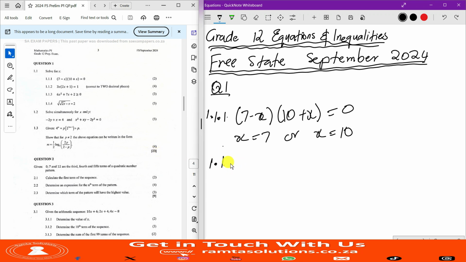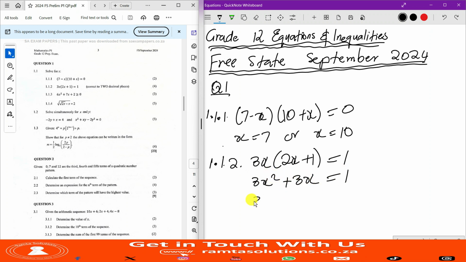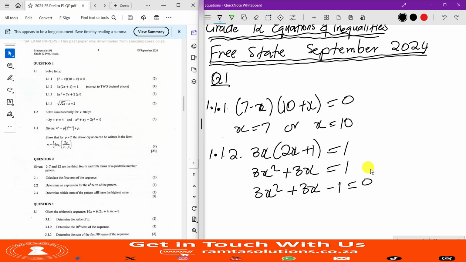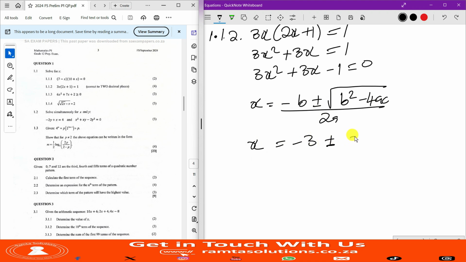All right. 1.1.2, 3x(2x plus 1) equals 1. Correct to 2 decimal places. This tells you you must use the quadratic formula. So place this in standard form first before you do anything, and then write the quadratic formula. x equals minus b plus minus the square root of b squared minus 4ac all over 2a. What is the value of b? It is positive 3.